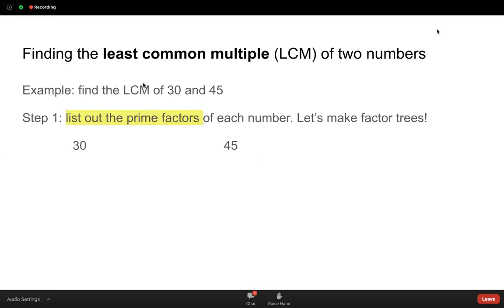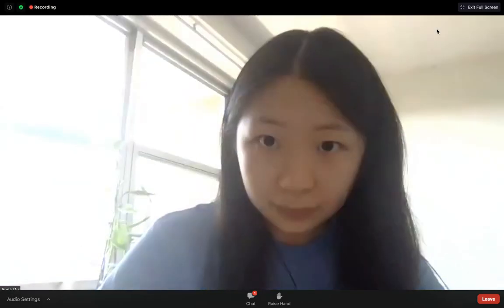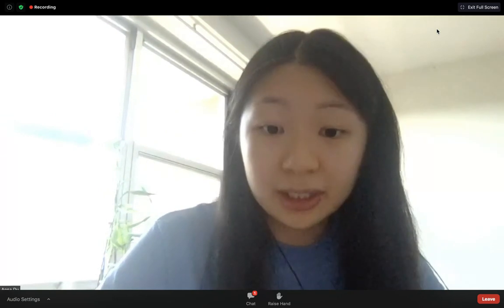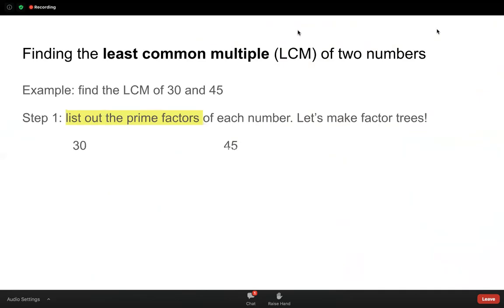Okay, so now we're going to find the least common multiple of two numbers. So this one's a little bit tricky. Our example is going to be finding the least common multiple, which we abbreviate as LCM, of 30 and 45. So our first step is going to be to find the prime factorization of 30 and 45 separately. So let's do 30. Can someone raise their hand and tell me the whole prime factorization?